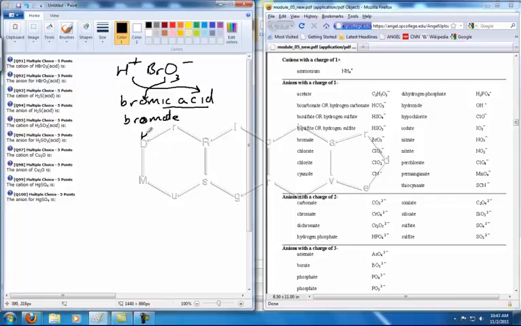Now if this was HBr, that would have been hydrobromic acid. So obviously these are two different compounds, so they need two different names. That's why we put the hydro in front of this one. We don't put a hydro in front of this one because it's not relevant to this problem.